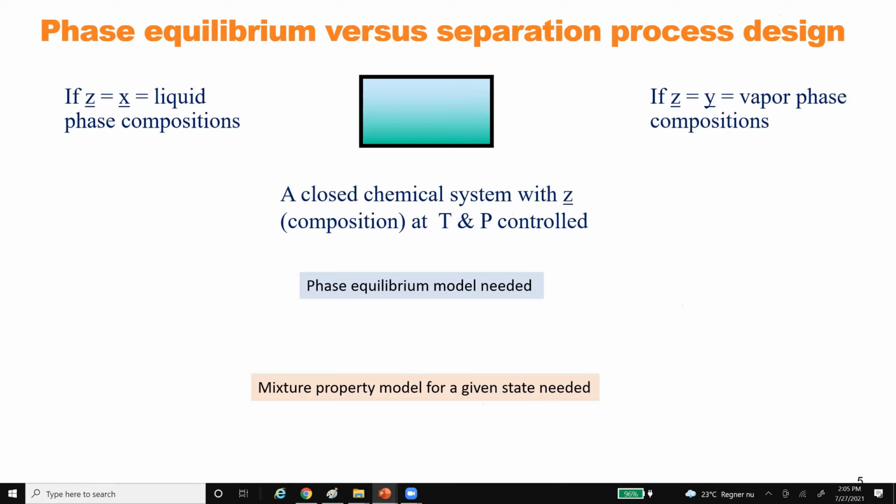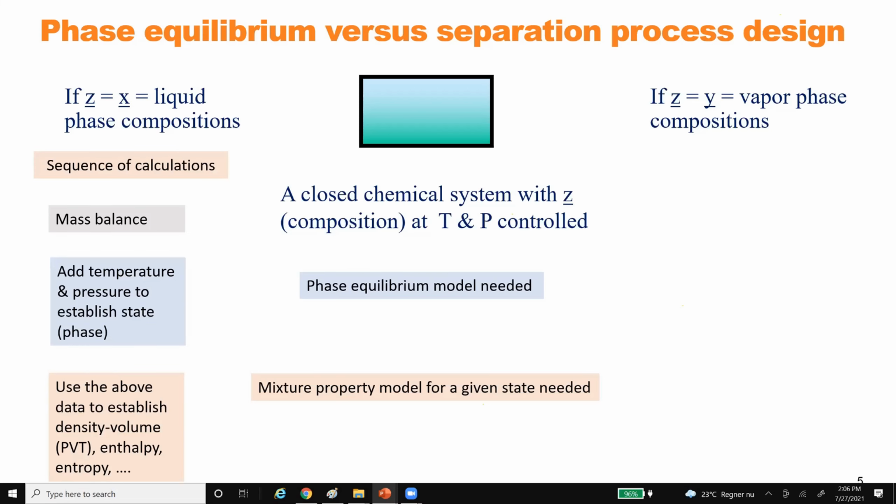And this closed system, let's assume, is controlled at temperature and pressure. So in that way, we can fix the pressure, change the temperature, and the system with the original Z composition will split into X and Y compositions, meaning liquid and vapor, which will be in equilibrium. So we need to calculate the equilibrium. So we need an equilibrium model. And also we want to know what the property values are of the liquid and vapor which are in equilibrium. So what do we need to do then?